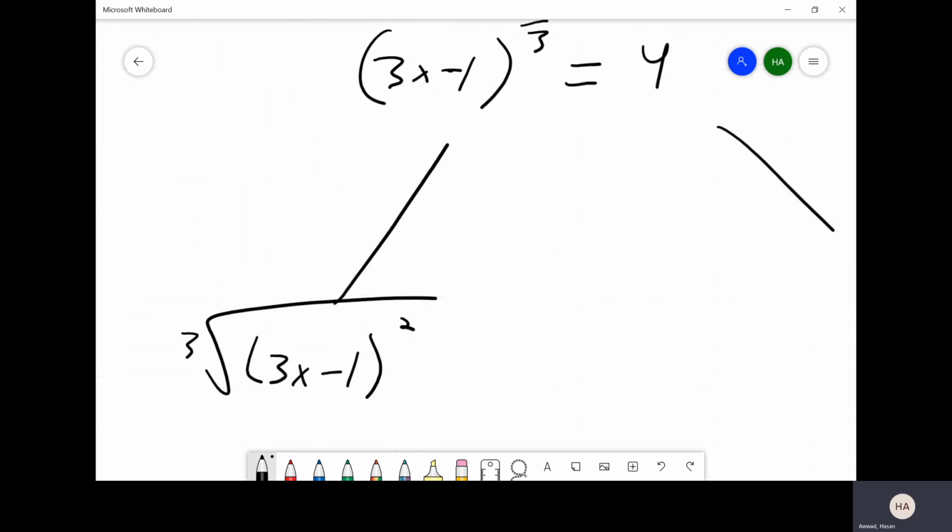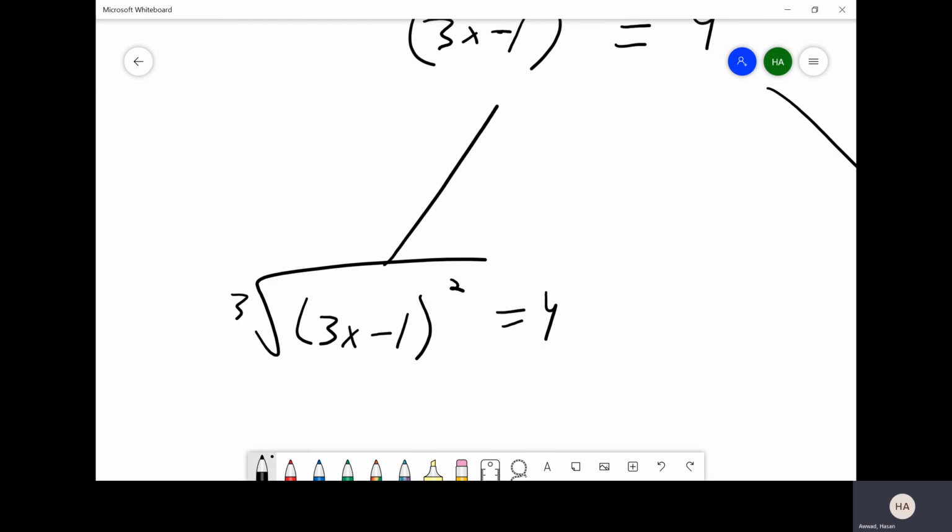Okay, and now this is equal to 4, right? And now we just have to undo operations, right? So if we have the cube root, we're going to cube both sides. So cubing both sides.